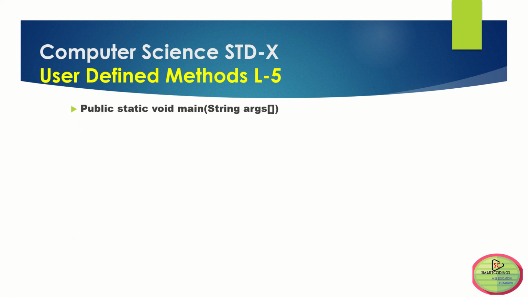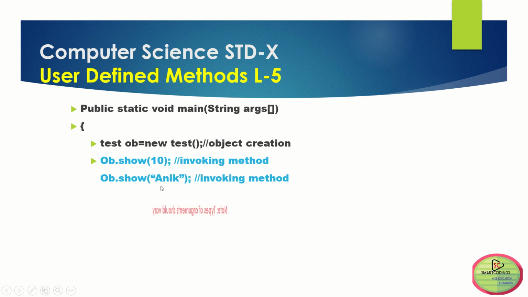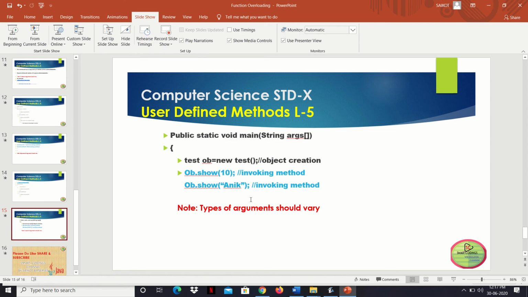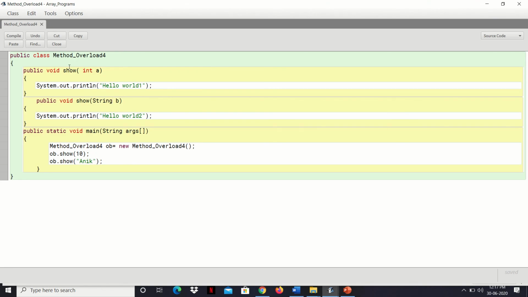Now from main method, we are creating object of test class ob, and we are printing first version of 10. First version of this method call is matching with the first version of show, and second version of calling is matching with the second version of show method. Then types of argument should vary. So let us see this in editor. Show method having one argument of integer type. Show method again having one argument of string type.